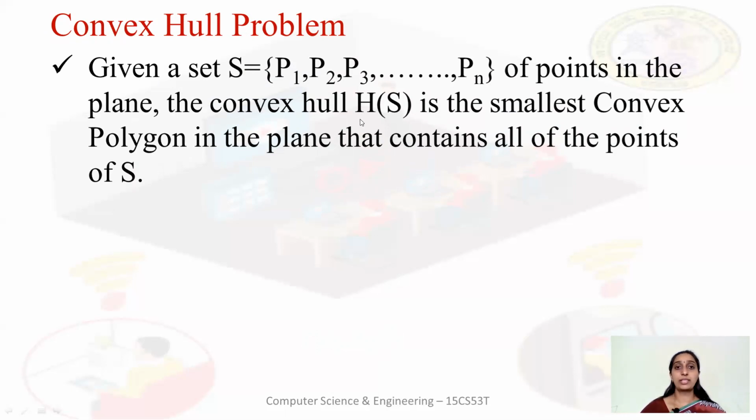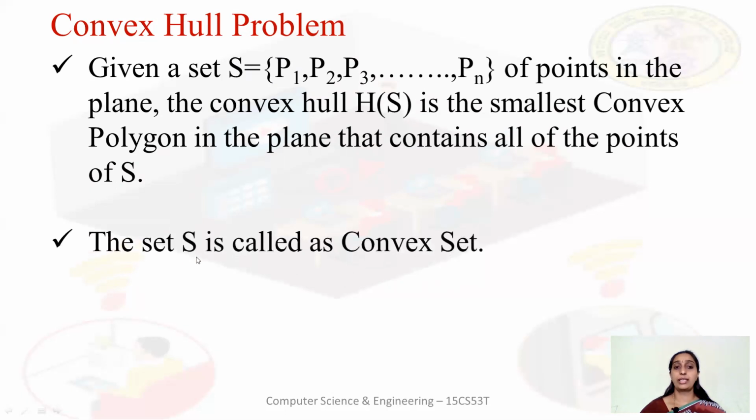The convex hull H of S is the smallest convex polygon in the plane that contains all the points of S. So what we have to do is take all the points from P1 to Pn and construct a convex polygon. That is nothing but the convex hull problem. We need to construct a convex polygon by using the given set of points.